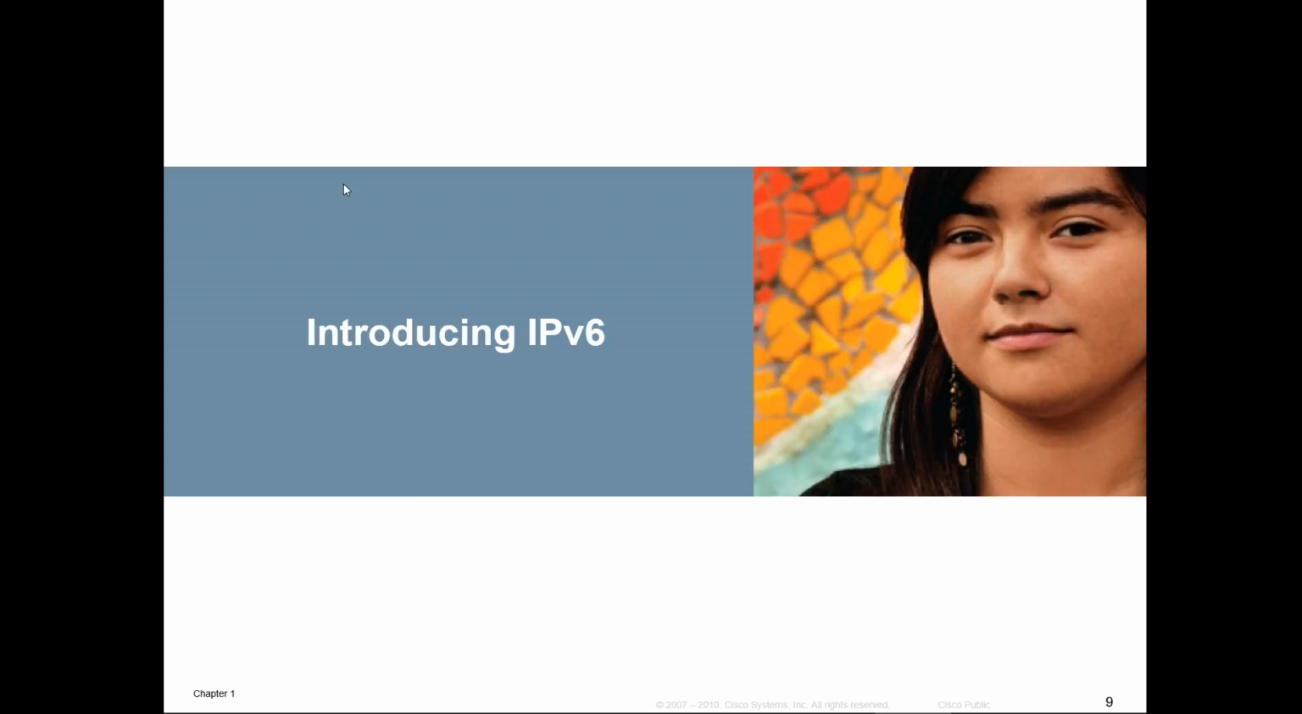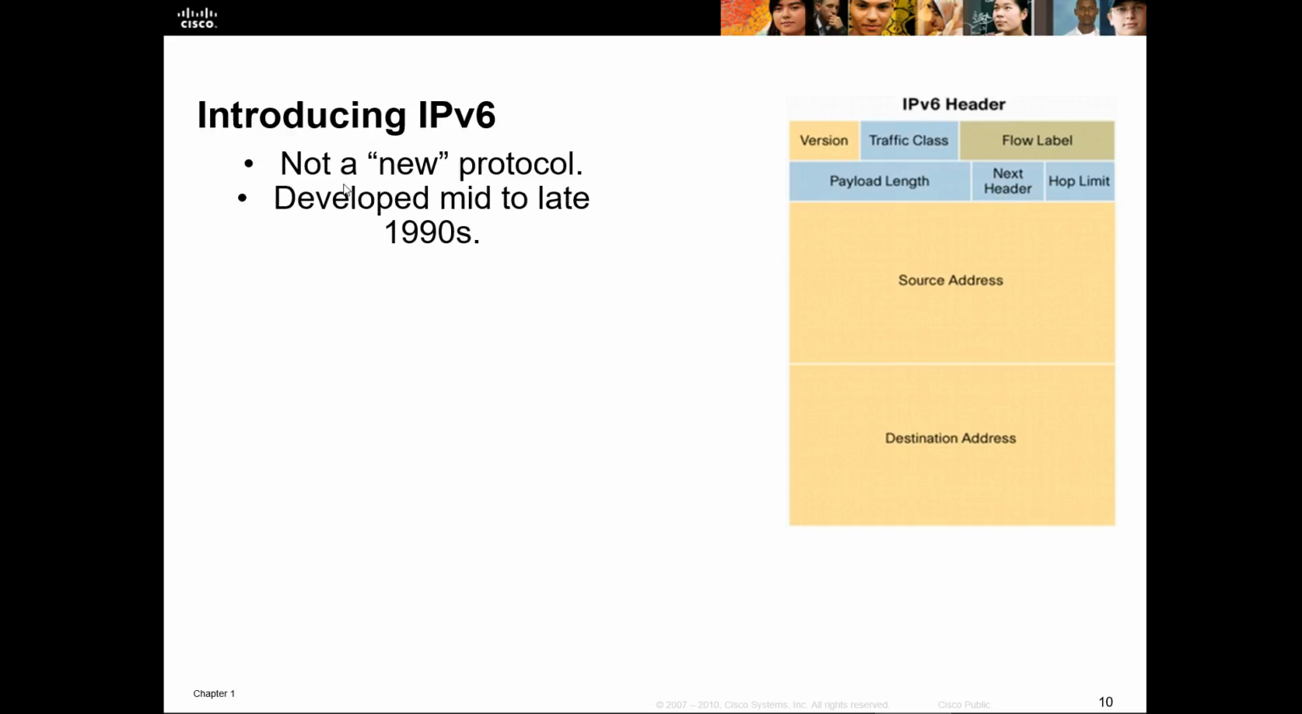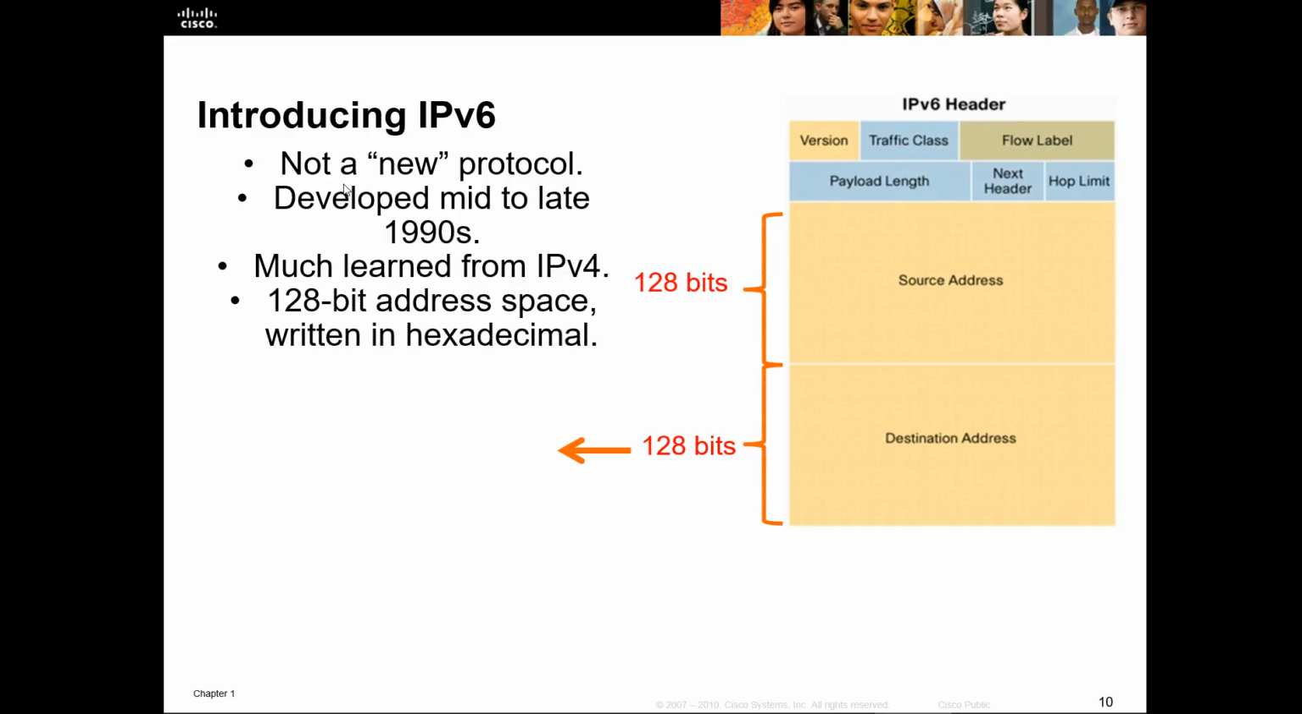So, what is IPv6? Here's a small header of IPv6. First, you'll notice that there's a lot less in the IPv6 header. We have the version, traffic class, flow label, payload length, next header, hop limit, source and destination. The headers are more simplified. It's not a new protocol. It was developed in the late 90s. It learned a lot from IPv4. We changed from a 32-bit address to a 128-bit address space, and we're representing it in hexadecimal now.